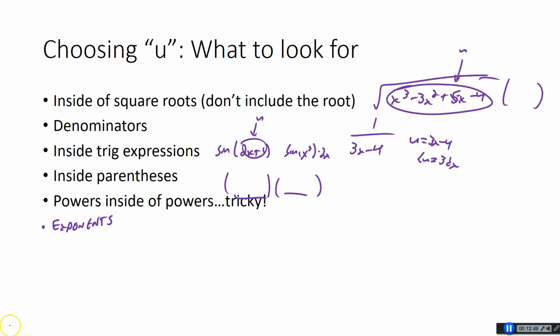Even on the example we already did, a couple slides back, well, I have to go back too far. We had one that was e to the x squared. X squared was a good choice for u. Right? Then I just ended up with e to the u, antiderivative, that's just e to the u. But powers inside of powers.